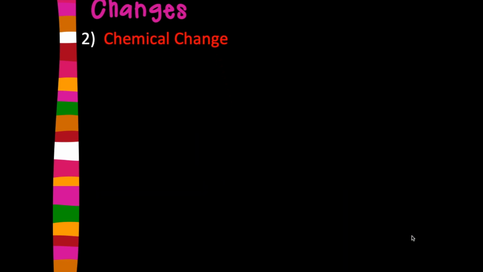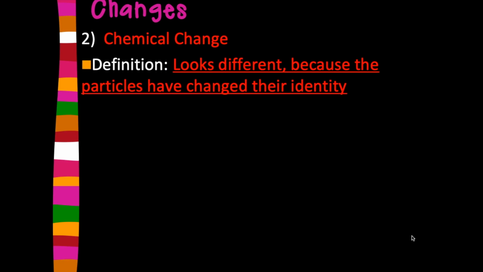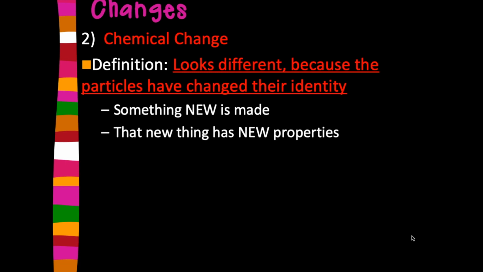A chemical change, then, here we go. Here's what we've been leading to. This looks different because the particles have actually changed their identity. This is where we create new stuff. So chemists and engineers and people that are creating new medicines, new fuels, new flavors, new whatever, they are creating chemical changes. They're creating things that were not there before by using chemical properties. So using the fact that it will go through a chemical reaction or a chemical change to create something new. So you have a new identity. It has new properties now.